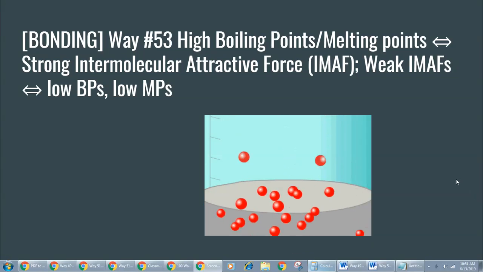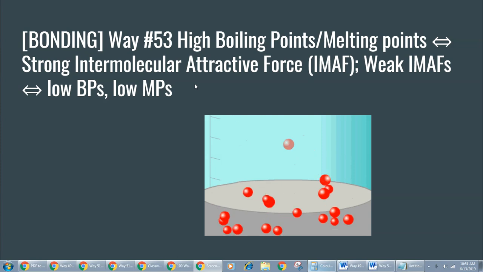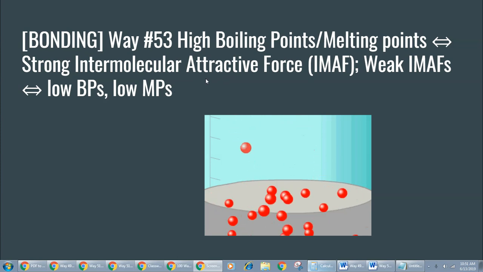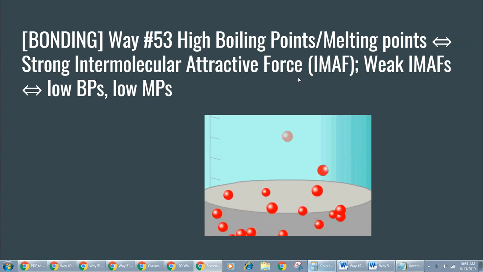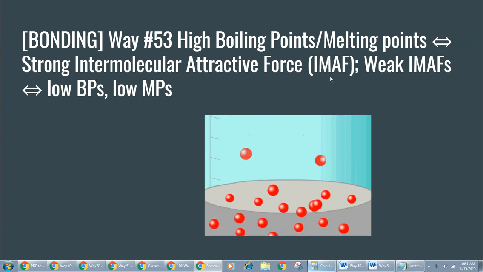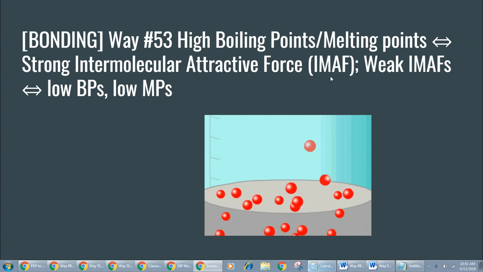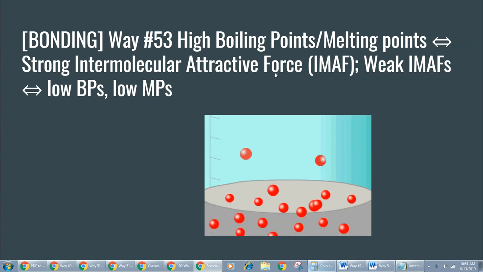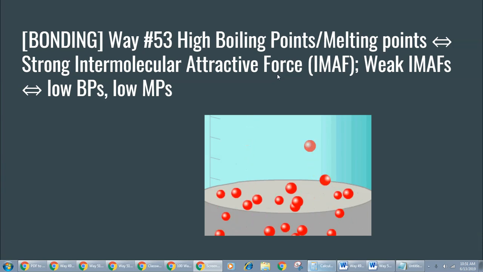This video talks about how the intermolecular forces within a substance can affect the boiling point or the melting point. In general, this term of intermolecular attractive force is said so frequently in chemistry that there's an acronym for it. It's called IMAF, intermolecular attractive force. And you can think of this as the glue that holds a substance together on the molecular level.